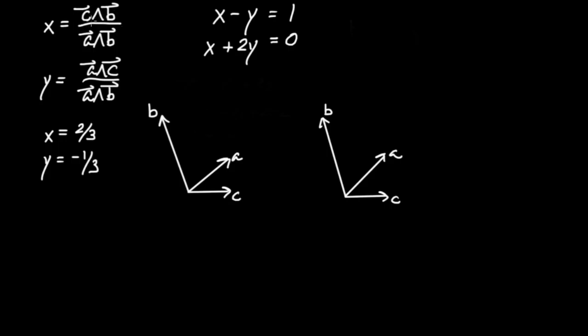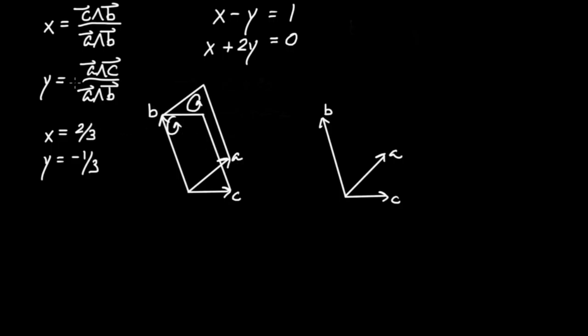Let's follow this formula. So I'm going to wedge C with B. So I'll draw that in. Notice the orientation is going to be counterclockwise. Then I'm going to draw an A wedge B, the denominator there. So that's going to be something like that. The orientation is also counterclockwise. And hopefully you can see that the area with A wedge B is slightly larger than C wedge B. So that explains the slightly less than 1 result.